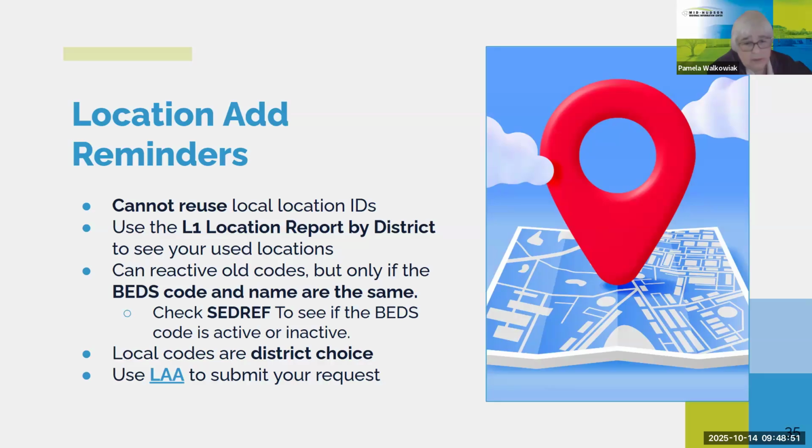And just a final note here, we can reactivate old codes, but only if the BEDS code and the name are still the same. Okay. If it's one of those schools that you haven't had a student enrolled in for a couple of years and you're going back to it, but in the intervening time that school has gotten a new BEDS code, you'll need to find a new location code and define it with the new BEDS code.